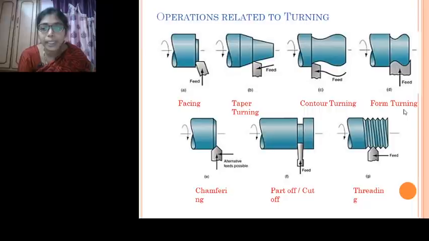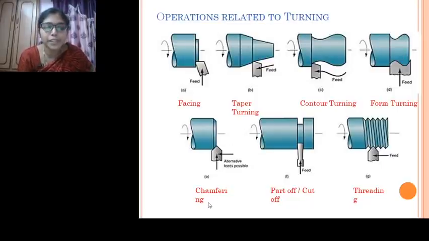Whereas form turning is where you provide a form to the tool and do the machining operation, and then it is called form turning. The opposite of this profile will be imparted on the surface. This is a forming type of operation, right? The form which is provided on the tool will be produced as an impression in the opposite direction on the workpiece surface.